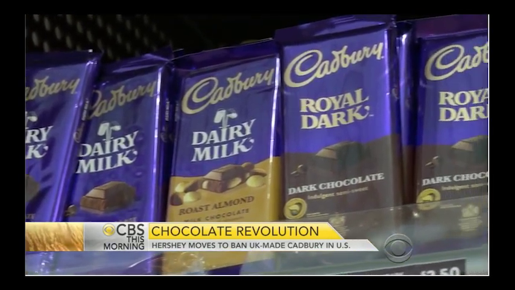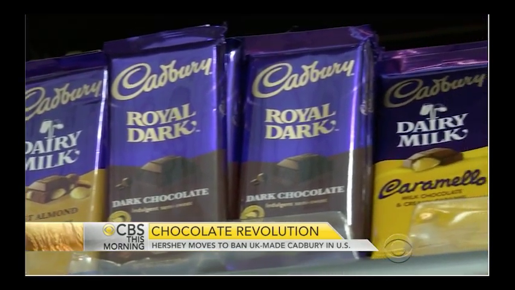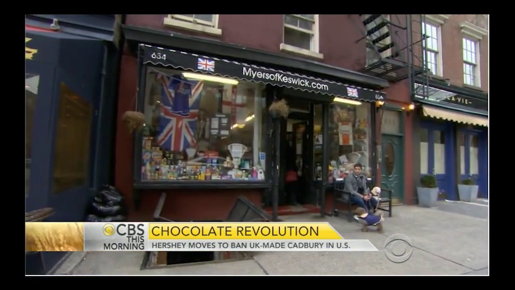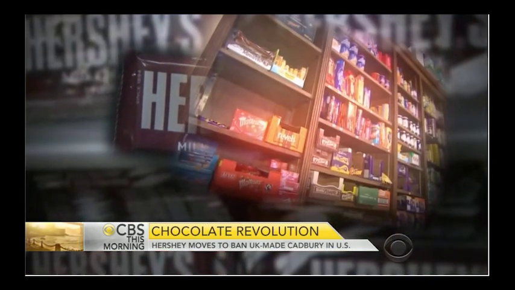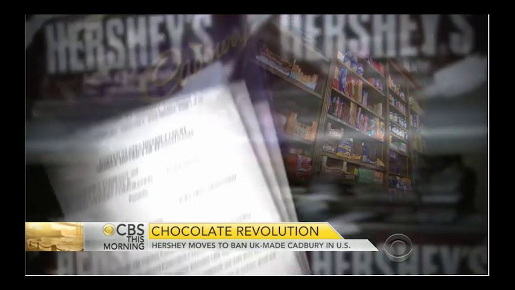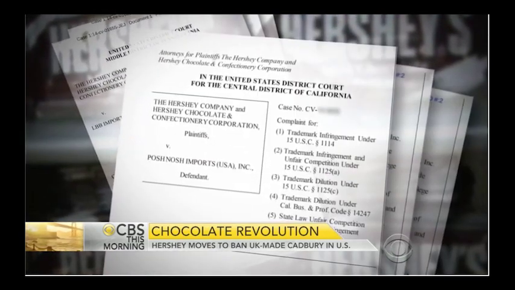Hershey has owned the rights to make Cadbury in the U.S. for nearly 30 years and has largely ignored specialty shops selling the British version. But after noticing those stores were taking an increasing bite of the company's $7 billion business, Hershey sued to stop all imports into the U.S.